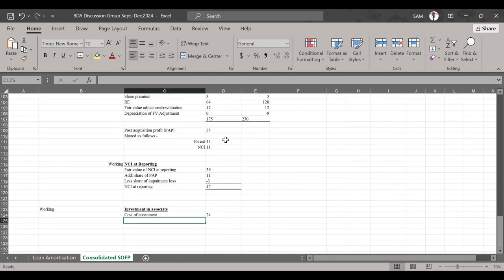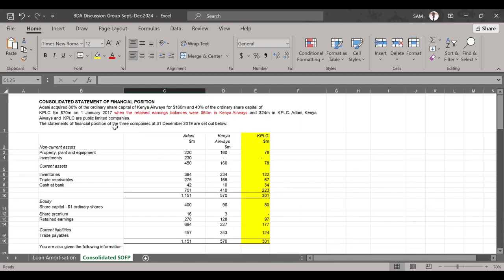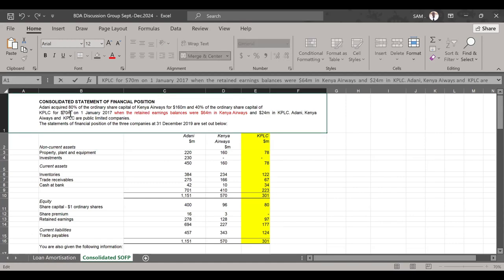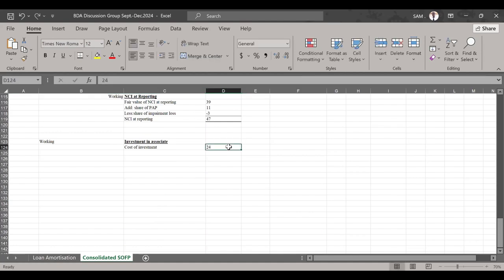So you just take what the parent paid to acquire that associate. Was it 24? No, this 24 is the retained earnings. Let me see. Yeah, this is retained earnings. The parent paid 70. Yes, 70 million is here. This is what we need to pick, not the 24. We need to pick the 70 million, which the parent paid to acquire the associate.